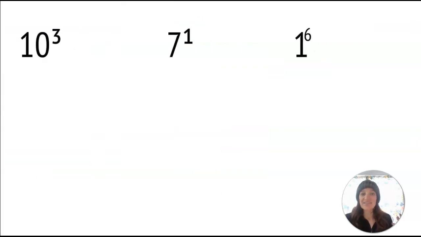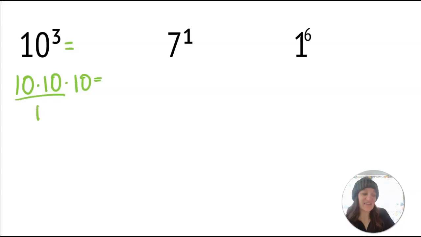All right, so let's solve some of these. 10 cubed, right? What is 10 cubed? Well, to rewrite it, it would be 10 times 10 times 10. 10 times 10 is 100 times 10 again, and we would get 1,000.